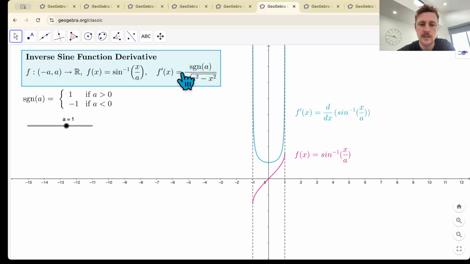I actually don't know how to say this. Sometimes you see it on the calculator. I'll explain what it is in a second. Over the square root of a squared minus x squared. So that's what we said before. And remember, a is this dilation factor from the y-axis.